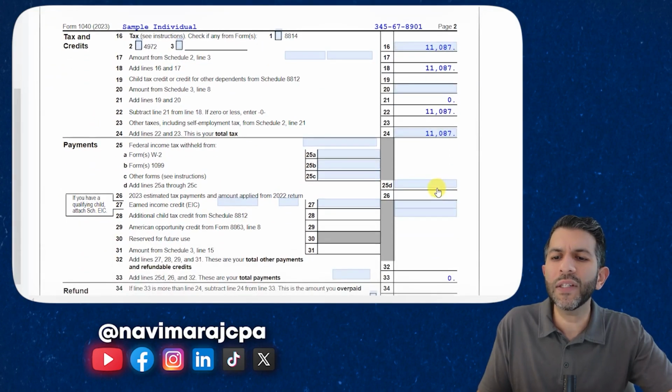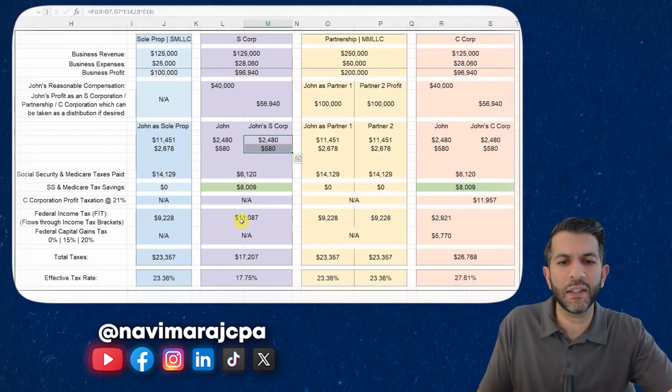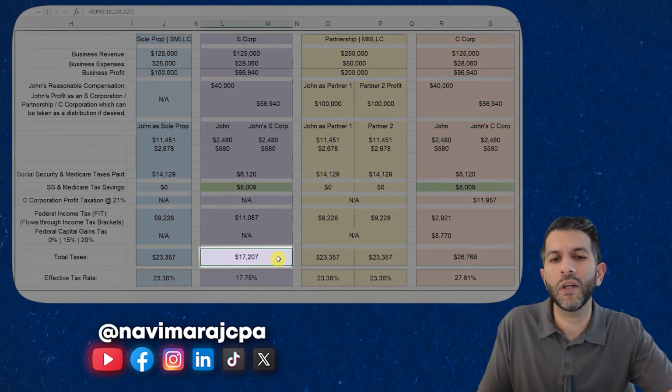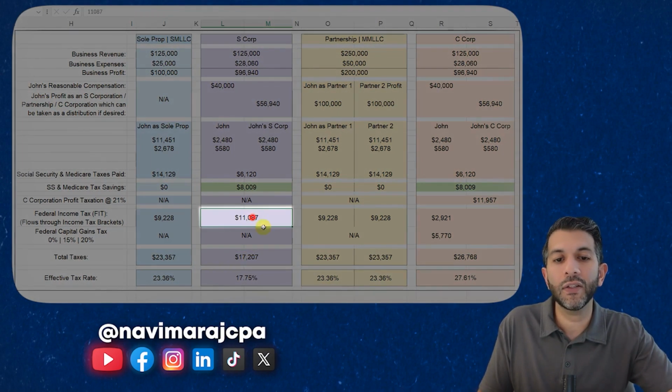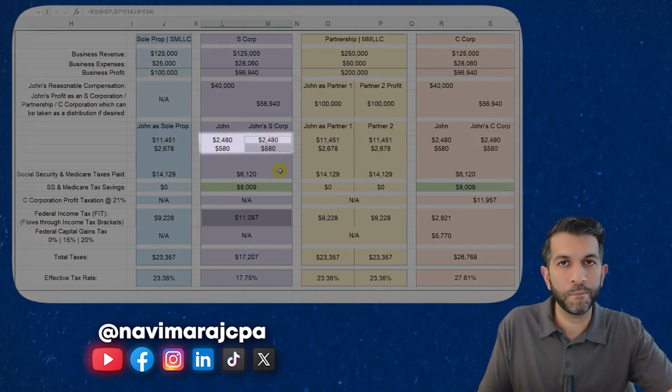So when you add all that math together, you get $11,087. Now you might be saying to yourself, but Navi, I thought you said that you actually have to pay more tax than that. I thought you pay $17,207. Let me clarify that for you in case you're wondering how this number is being calculated. It's the $11,087 that we just went over. It's the employer portion of the FICA tax, which you saw on the S Corp return, right?